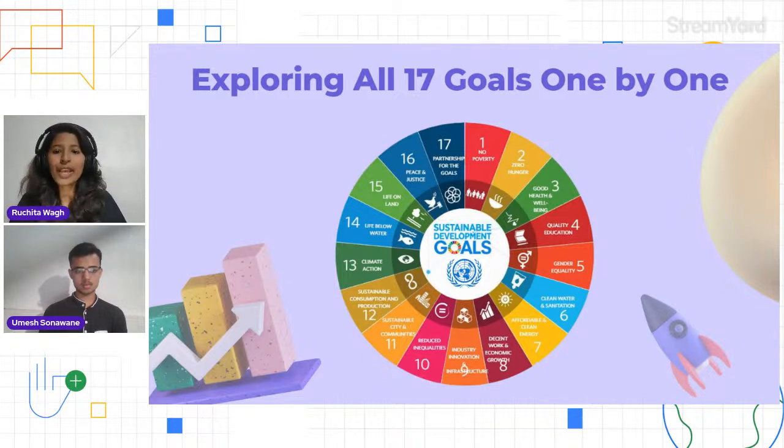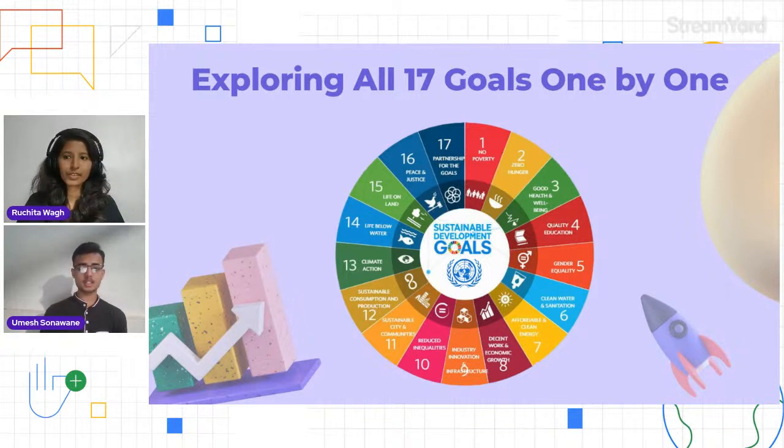So next up we have the second goal, that is zero hunger. There are a lot of people who don't have enough income for buying food every day. This goal aims to provide access to sufficient food for everyone. For that, we can create an app that allows leftovers to be handed over to NGOs for the hungry people.